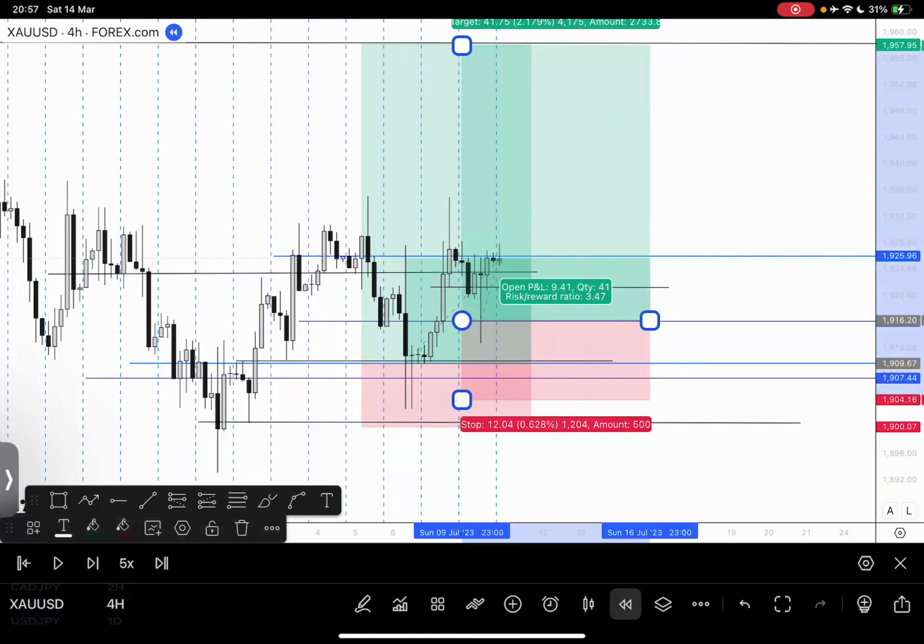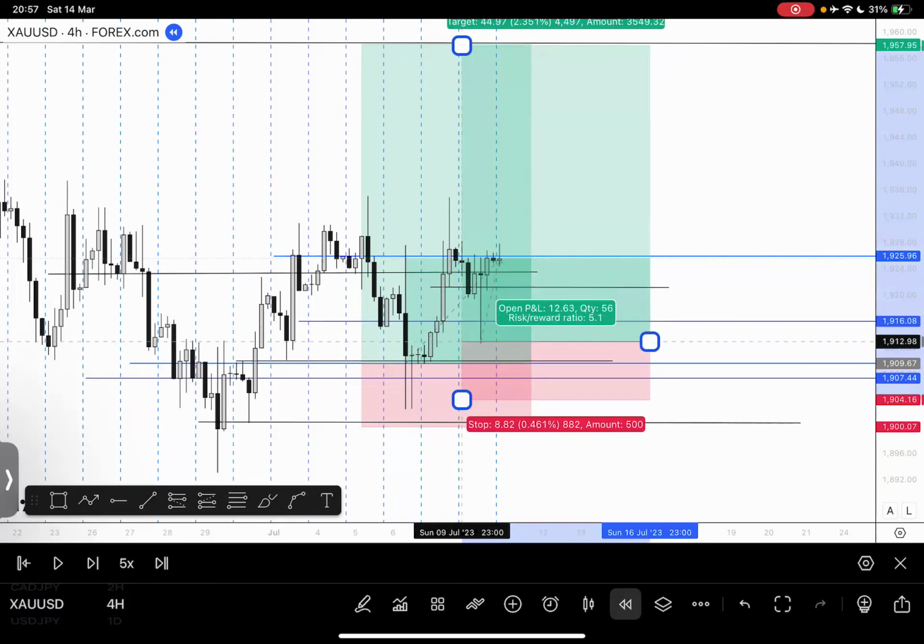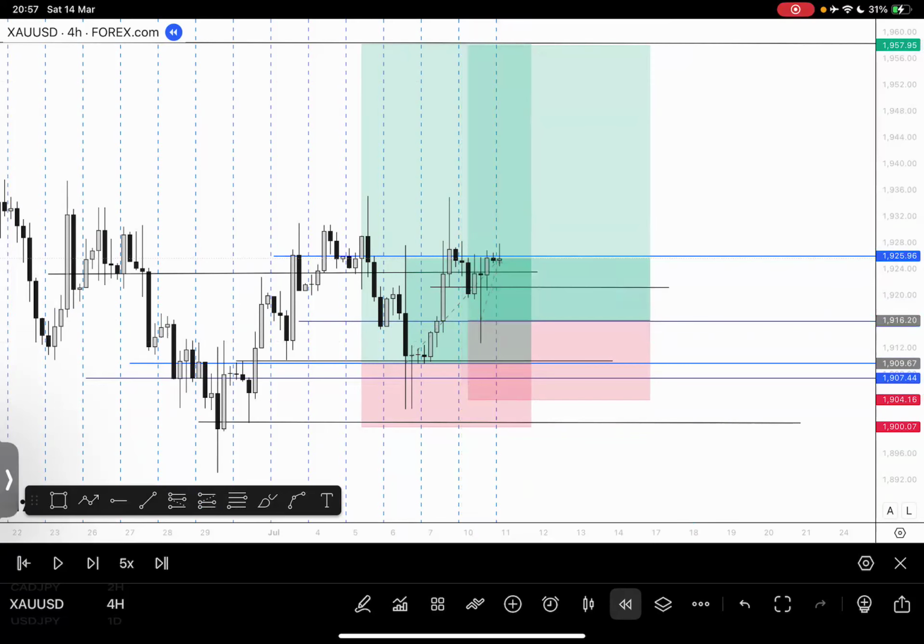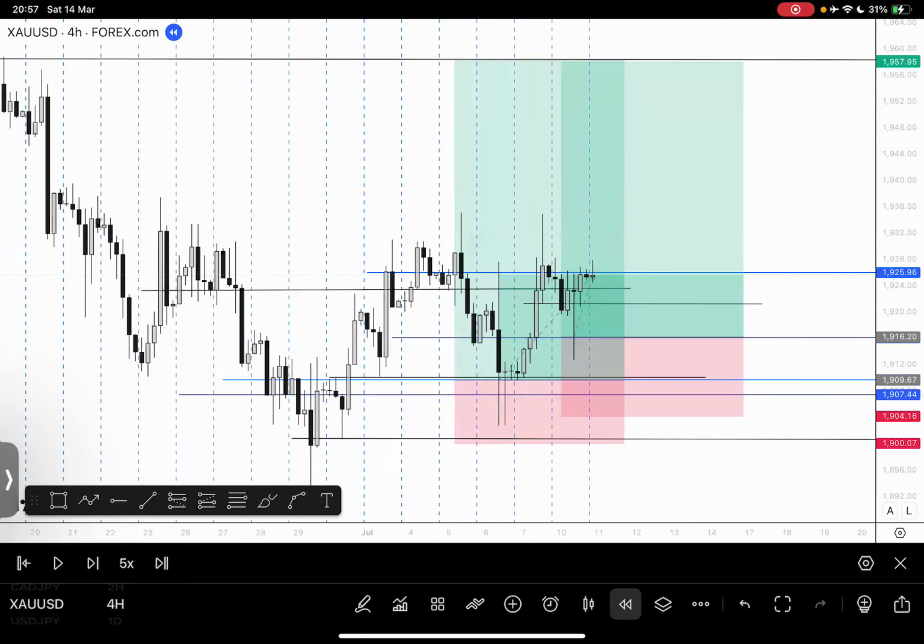It still went to that other one, sure. This other one here, so no problem. But let's leave it here. I don't like missing trades. Okay, let's break out to the upside.